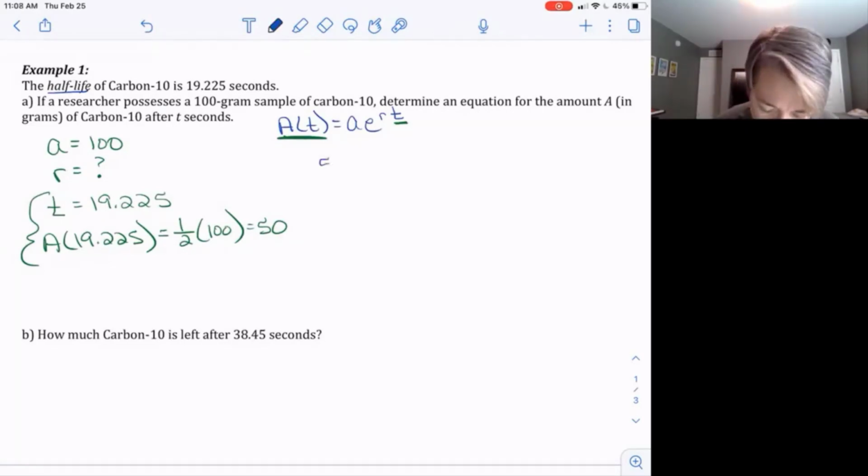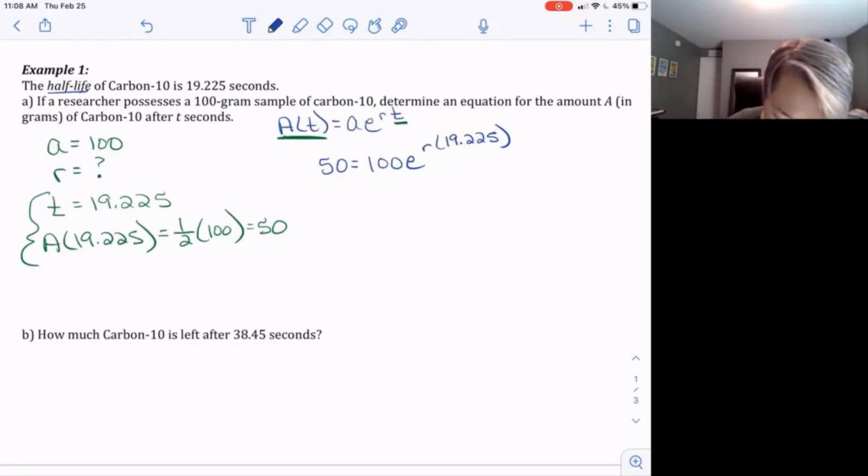So we know for the half-life, we will end up with 50 grams if our initial amount is 100 grams, times e to the r times 19.225. Our r is in the exponent position, so we have an exponential equation we're trying to solve. So we need to get that base, e^(19.225r), by itself. So we're going to divide both sides by 100, and that would give us 0.5 = e^(19.225r).